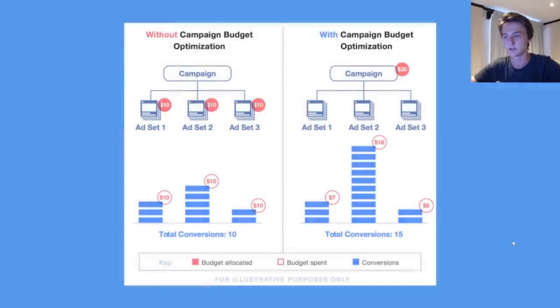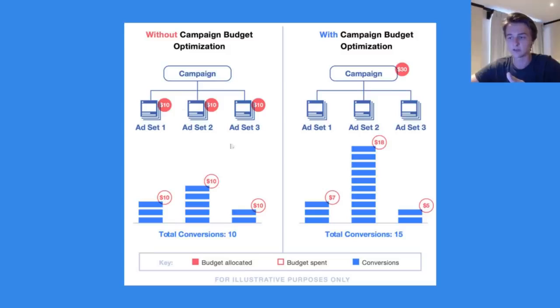So this picture that I pulled from Facebook actually does a great job at explaining it. On the left here we have without campaign budget optimization, and as you can see there's no budget set for the campaign. The budget's set for each individual ad set, and then no matter what the performance of these ad sets, it's going to spend that budget. And so in this example you would get 10 conversions here, even though ad set number 2 was performing better, right? Because this one got 5 conversions, this one only got 2.